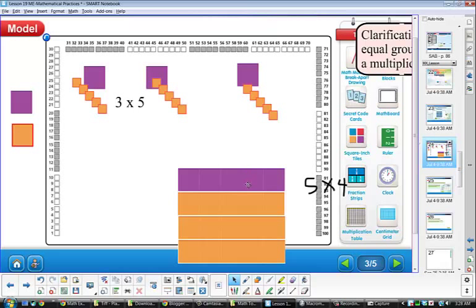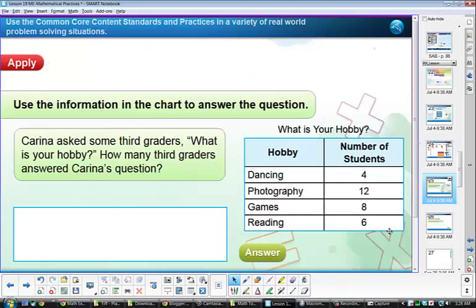So those are how we do arrays, and this up here are how we do equal groups. Hopefully that will help you with your work. Let's do a couple problems together.